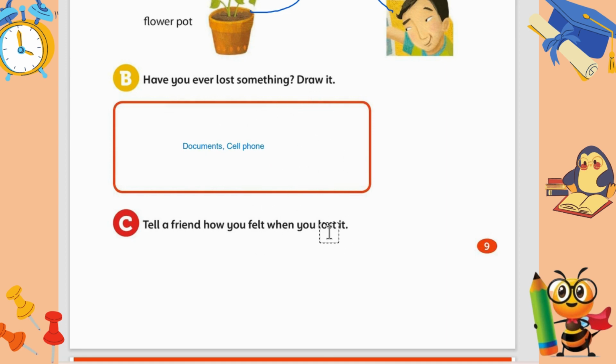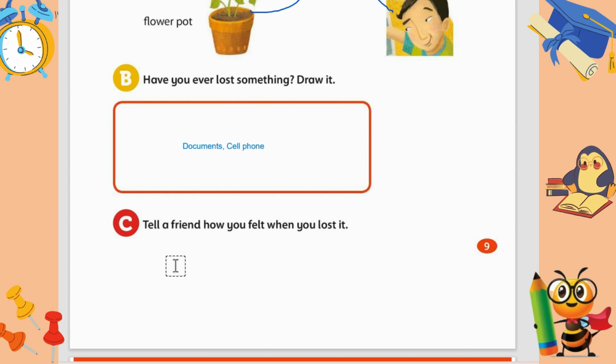Tell a friend how you felt when you lost it. How do you feel when you lose it? So for me, I feel very angry because it's my own mistake. Why did I lose it? Why didn't I keep my things in my place? If you keep your things in your place and you remember it, you won't lose it. But for me, yeah, I will always put things somewhere else and I will lose them, and then I will get angry, and then I will scold myself for why I lost it. So yeah, that's the story. So you can write of your own, you can draw what you lost, and you can even write if you can, and then tell a friend how you feel when you lost it.